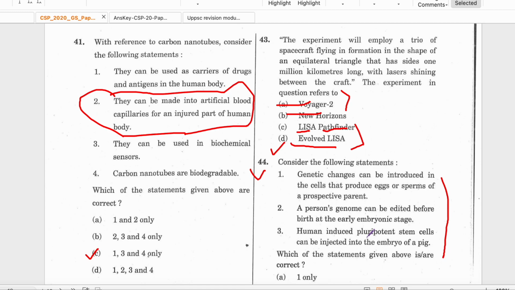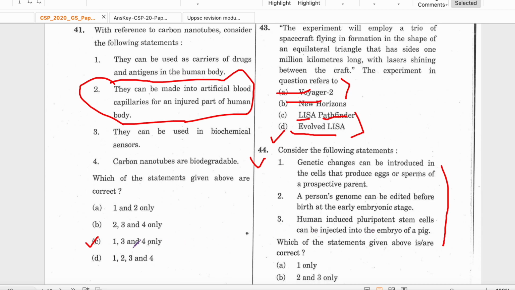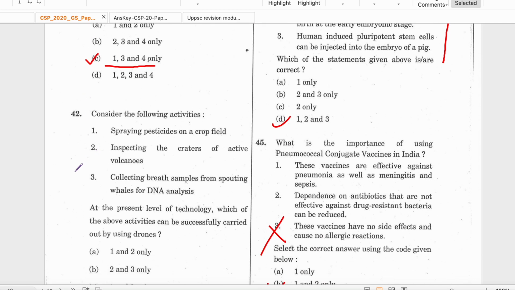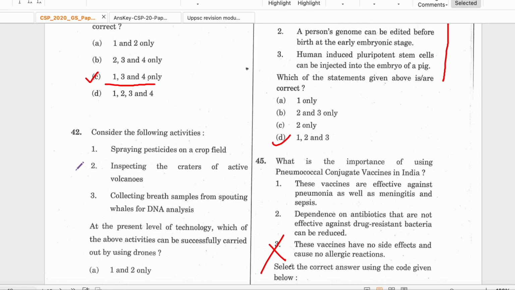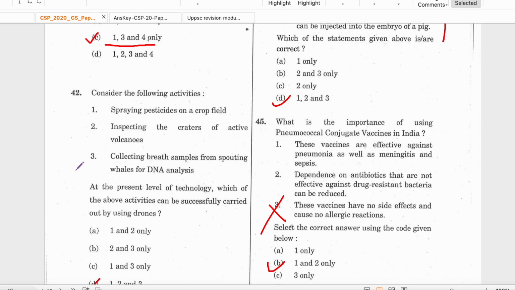They can be used in biochemical sensors. Yes. Carbon nanotubes are biodegradable. Yes, they are biodegradable. That's why they are so promising. If they were non-biodegradable, then they would not be so promising. So such statements, which are about entering our body, making blood capillaries, doing such lofty things, are usually wrong. Note it down. There will be an option, and people thought that one statement was very lofty. We will see.